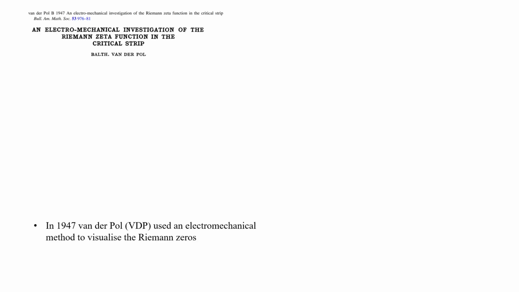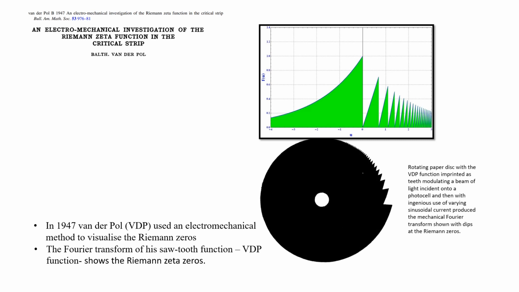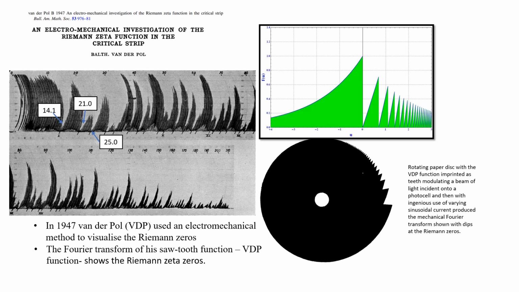In 1947, van der Pol used an electromechanical method to visualize the Riemann zeros. The Fourier transform of his sawtooth function shows the Riemann zeta zeros. He used a rotating paper disc with the van der Pol function imprinted as teeth, modulating a beam of light incident onto a photocell, and then with an ingenious use of varying sinusoidal current, produced the mechanical Fourier transform shown with dips at the Riemann zeros.